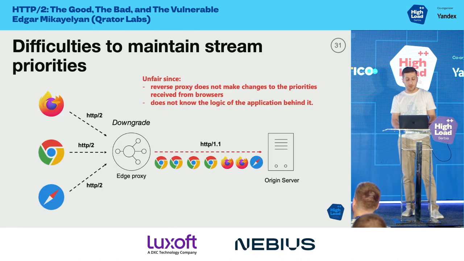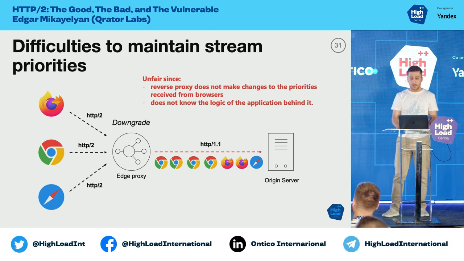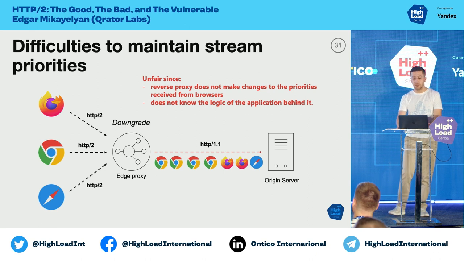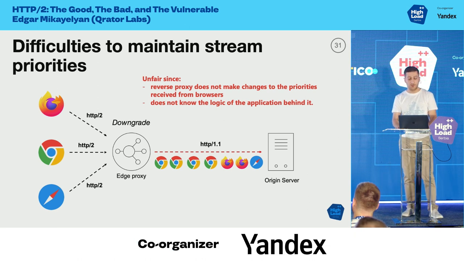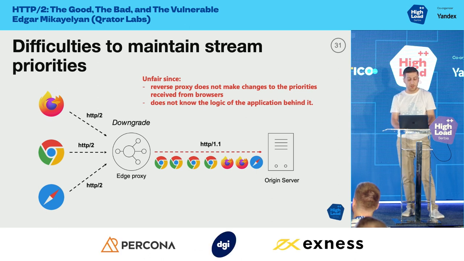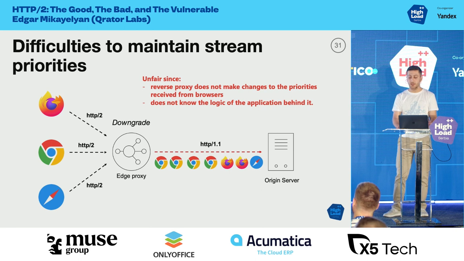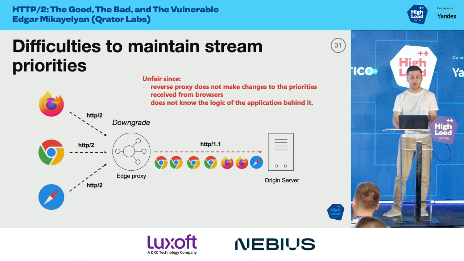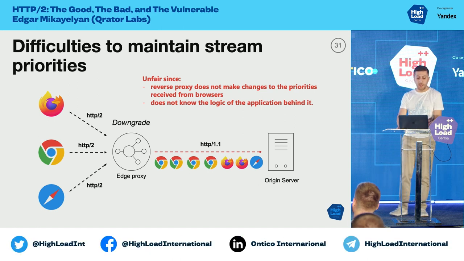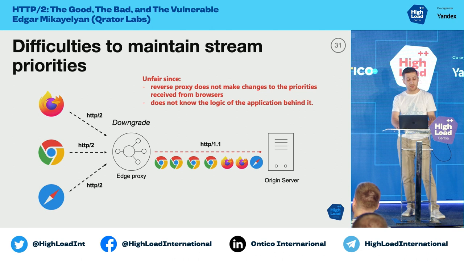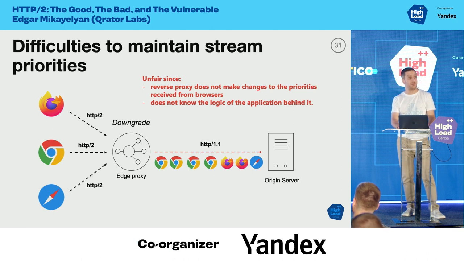And if we return to our traditional scheme with downgrade, with an edge proxy which receives a million requests from different browsers for many different applications, about the logic of which it doesn't know, and because of the downgrade to HTTP1, can't send information to the backend. We easily get an uncontrollable and very unfair situation for user experience in different browsers. Okay, again, not everything is as good as we expected, but it could be worse.